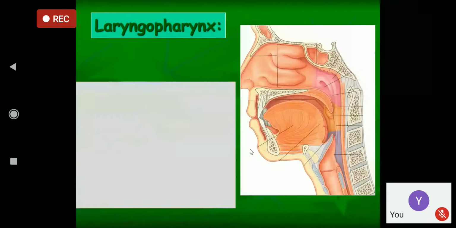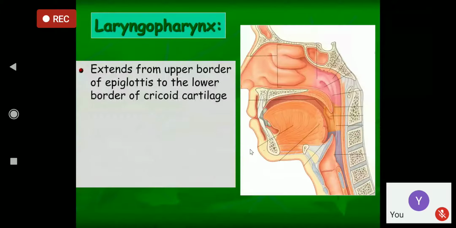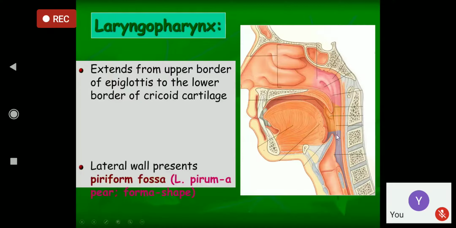The next is the laryngopharynx. Now, what is the extent of the laryngopharynx? What you have to explain is only this part, the blue one. This will extend from the upper border of the epiglottis to the lower border of the cricoid cartilage. Our respiratory system has already been covered, and in the respiratory system, the cricoid cartilage is one of the cartilages of the larynx. This one is the lower border of the cricoid cartilage. Up to here, the whole is the laryngopharynx.